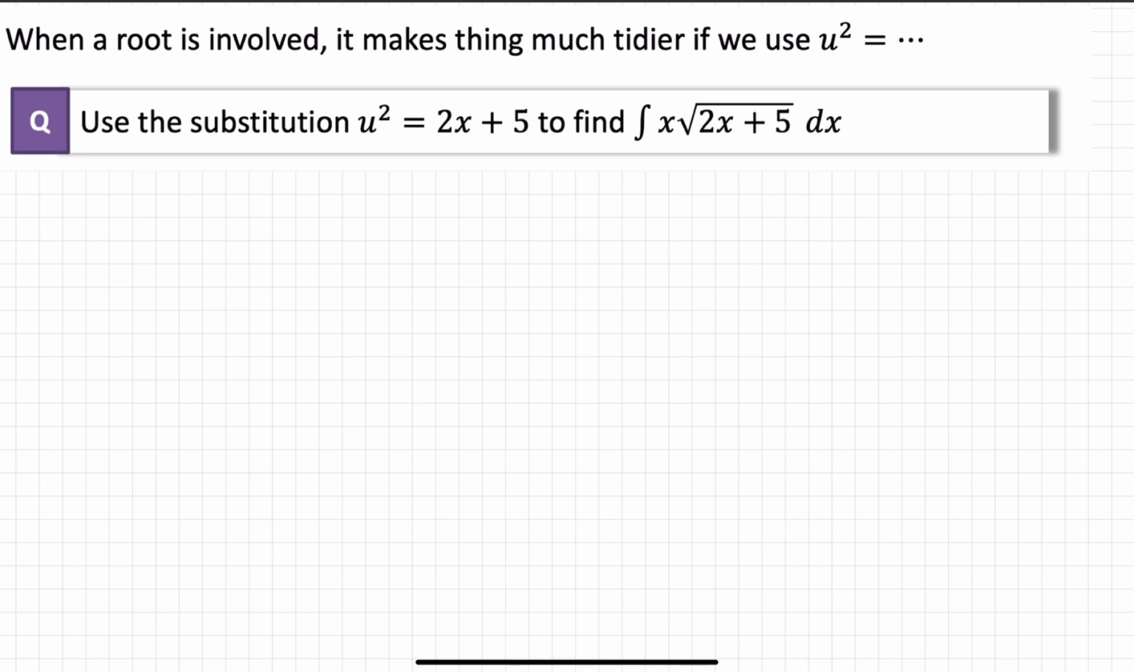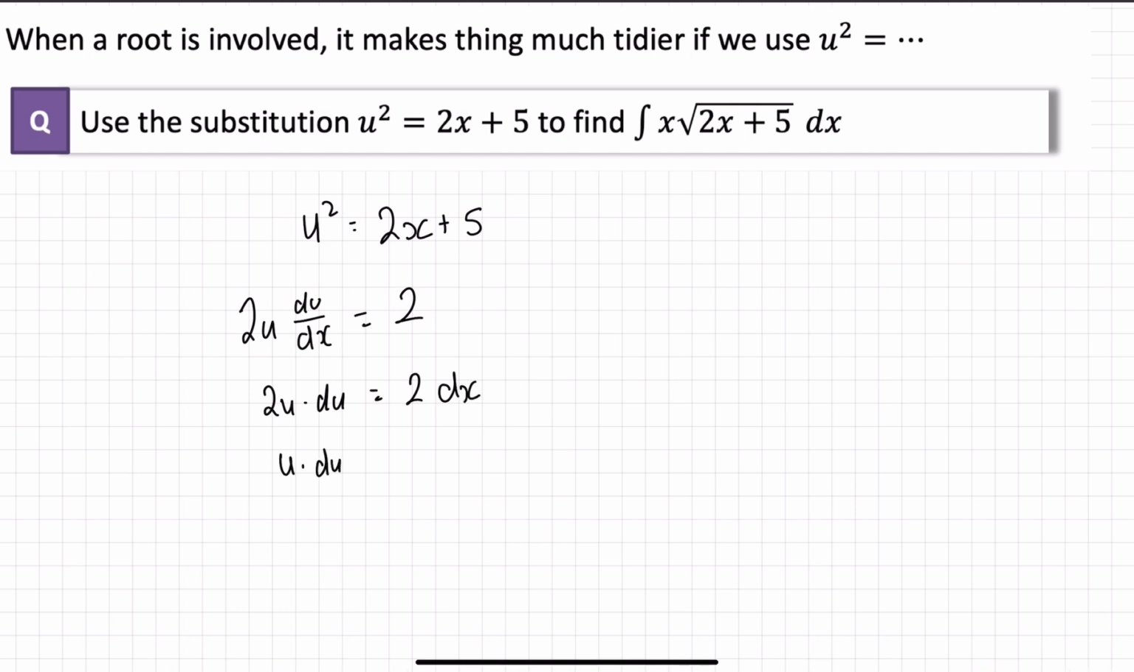Fine. So u squared is 2x plus 5. Differentiating, du over dx, we're going to get 2u du over dx equals 2. So 2u times du equals 2 dx, divided by 2, u times du equals dx. Lovely. Alright, so we're going to rewrite the question now. And also, by the way, u squared minus 5 over 2 equals x.